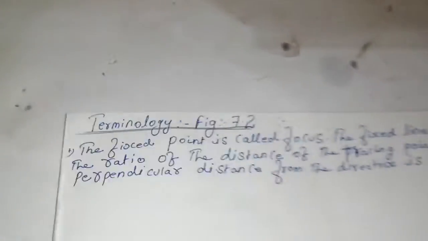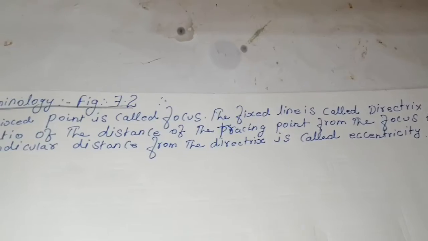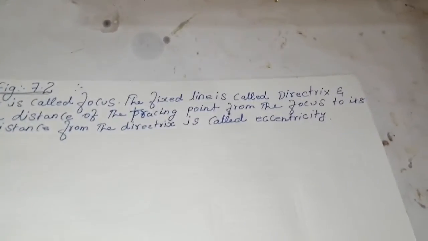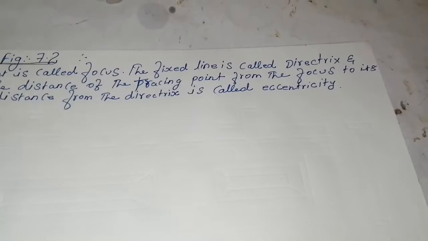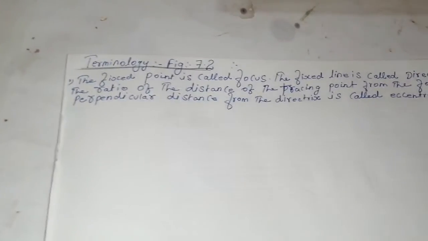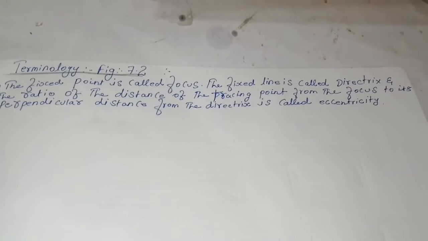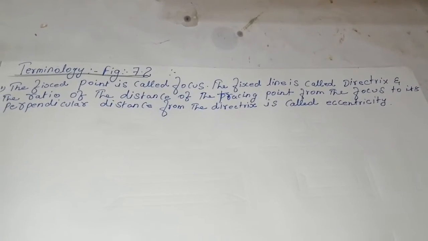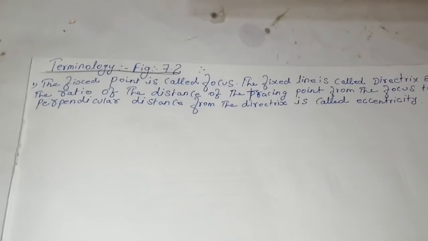The question number is 2, the terminology. The fixed point is called the focus. The fixed line is called the directrix. The ratio of the distance of a tracing point from the focus to its perpendicular distance from the directrix is called the eccentricity. So this is the question that has been given.